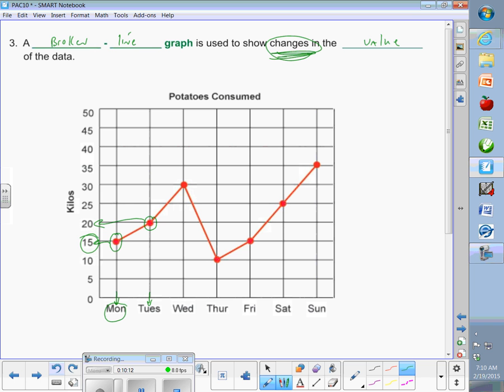You can see Wednesday, we're up to 30. Thursday, I don't know. People don't like their potatoes on Thursday. We're down to 10. Again, back up, and finally the max there on Sunday at 35 kilos, a broken line graph. Let me get you to notice a few other things here as I get rid of these marks.